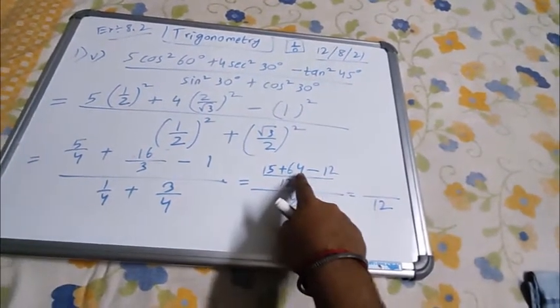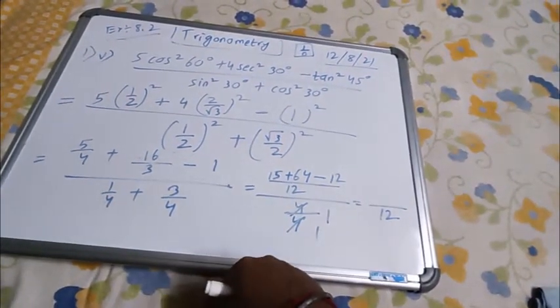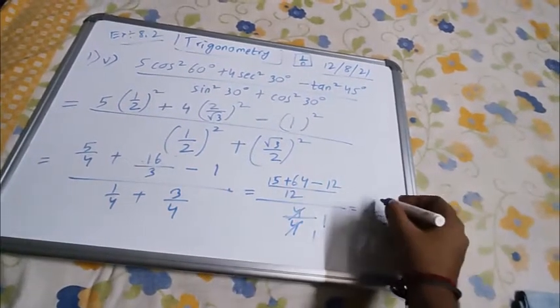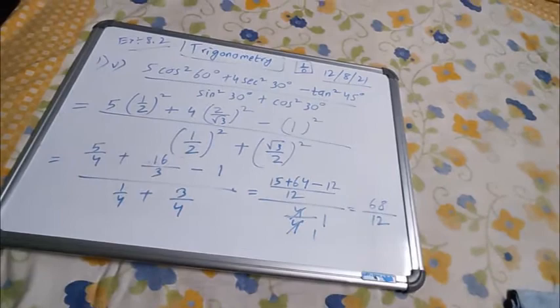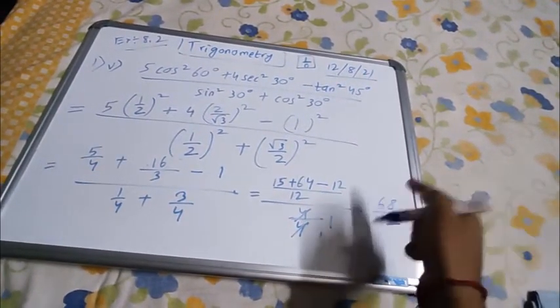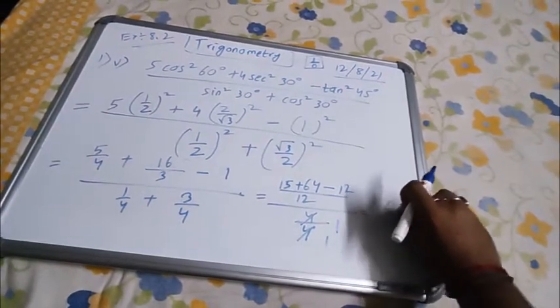Now 15 plus 64 is how much? 15 plus 64 is 79. 79 minus 12. 79 minus 2 is 77, 77 minus 10 is 67. So it's coming 67, sorry, my mistake, it's 67.